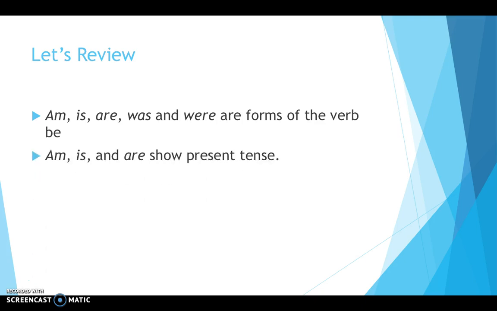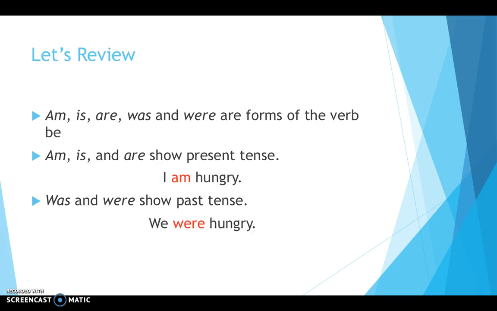Am, is, and are show present tense. For example, I am hungry. Right this moment, I am hungry. Was and were show past tense. We were hungry. We were not hungry now. We were hungry in the past.